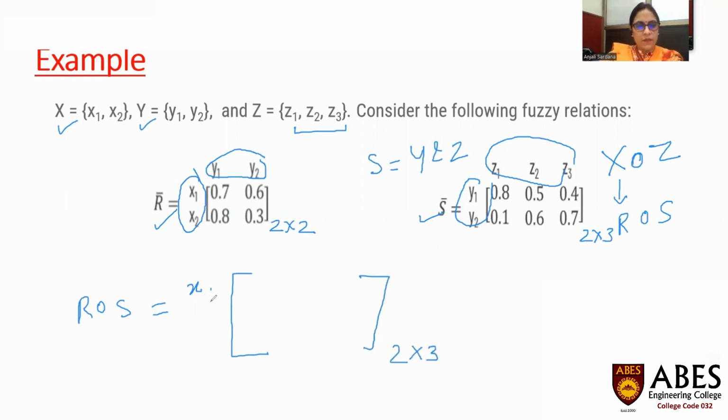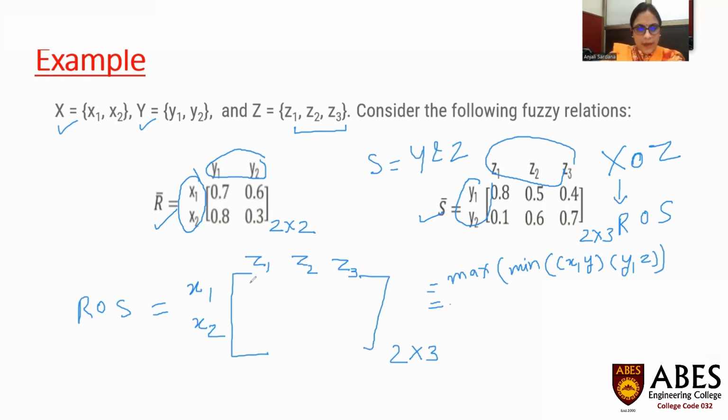The elements will be X1, X2 here, and Z1, Z2, and Z3 here. Now, for finding the composition, I'll be using the formula max of min of xy and yz, as we discussed in the previous slide. So here, I'll be taking the example. I'll be taking the actual values here.